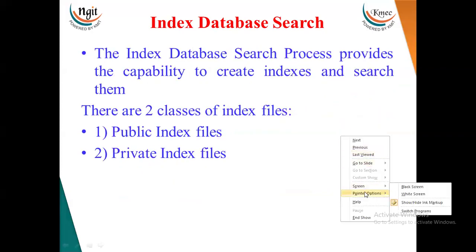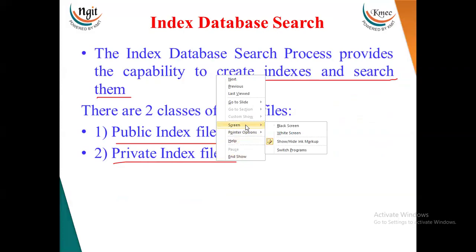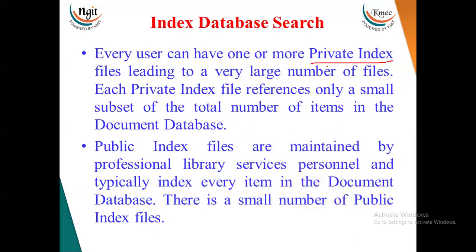And in the indexing, you have two types of files. One is public indexed files and private indexed files. Okay, so it uses create index and search, done, public and private. So what is public and what is private? Suppose I'm a user, I'll have the private index files. Okay, and all these items will be matching to some different kinds of data. So it will be of the document database or any other database.